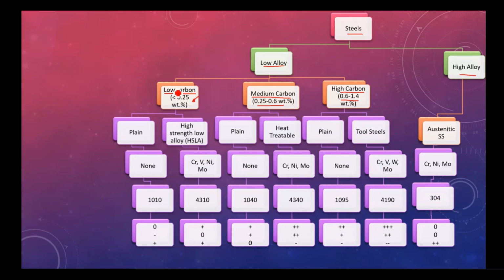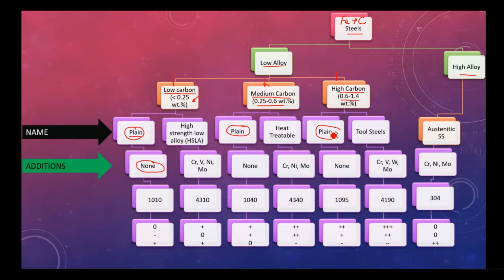Within these three categories, low, medium, and high carbon, there are further two categories. One is known as plain carbon steel, in which there is no other addition. Steel is made up of iron plus carbon. So other than iron plus carbon, there is no addition in plain carbon steel. So each of the three, low carbon, medium carbon, and high carbon, has a plain category in which there are no additions to the original steel.